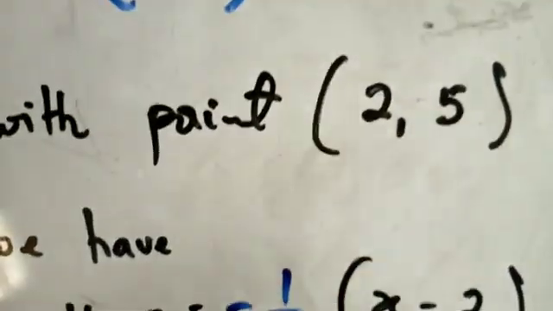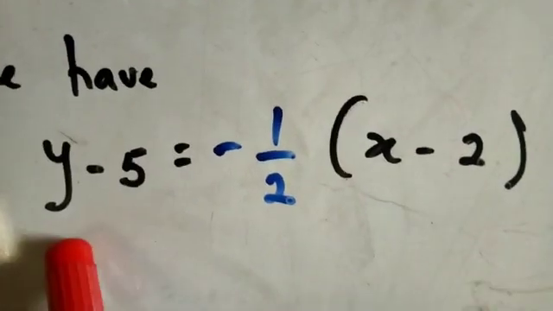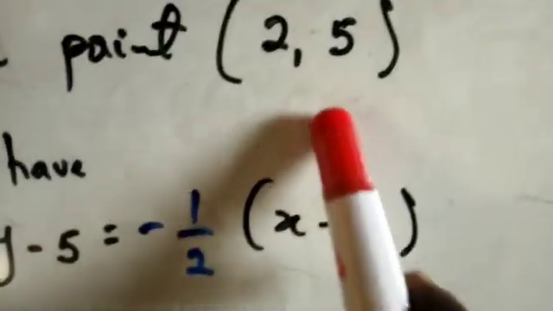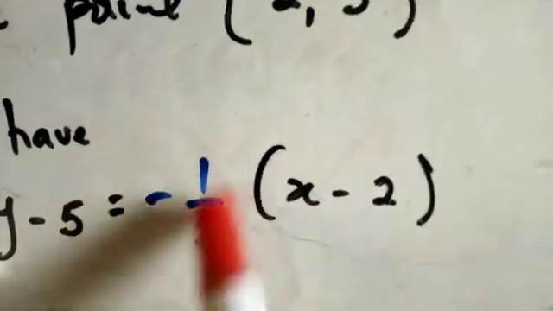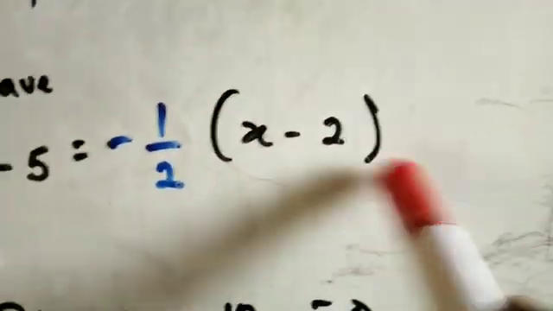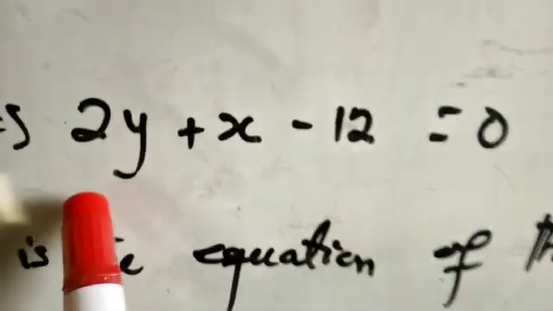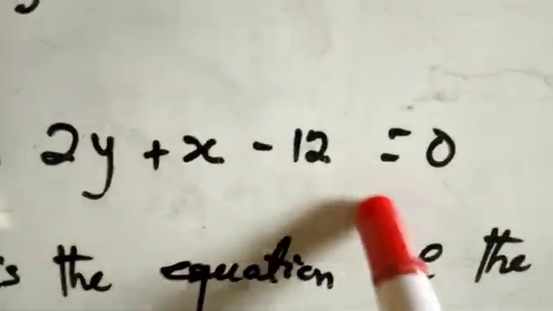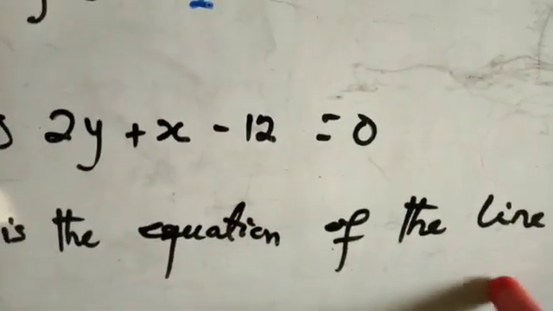So once we get the gradient of the perpendicular line and the point to be 2,5, we are free to find the equation of a line using the definition of the equation of a line that says y minus y1. So the y1 here will be 5 here. That is equal to the gradient, which is minus 1 over 2, x minus 2. So multiply through by 2, you should arrive at 2y plus x minus 12 is equal to 0. So this is the new equation of a line that they're asking us to find.